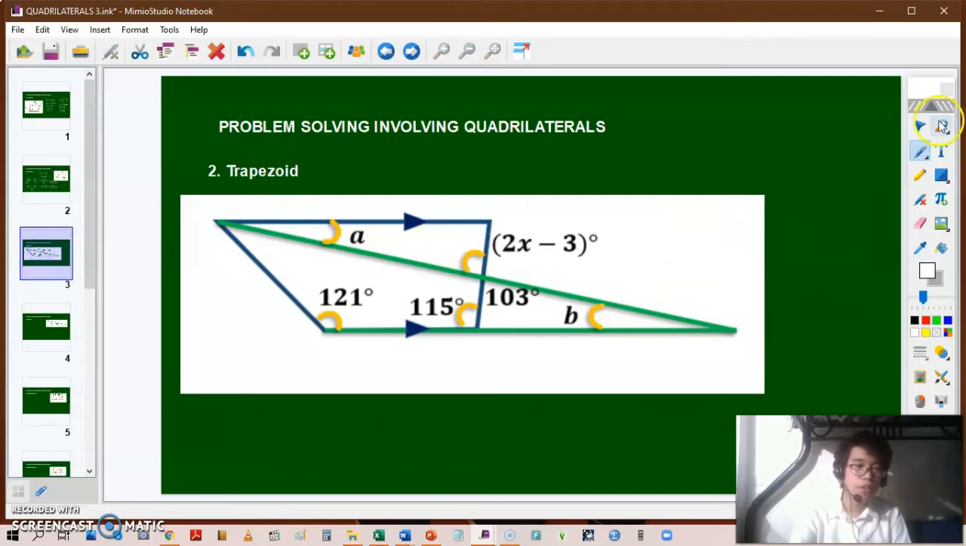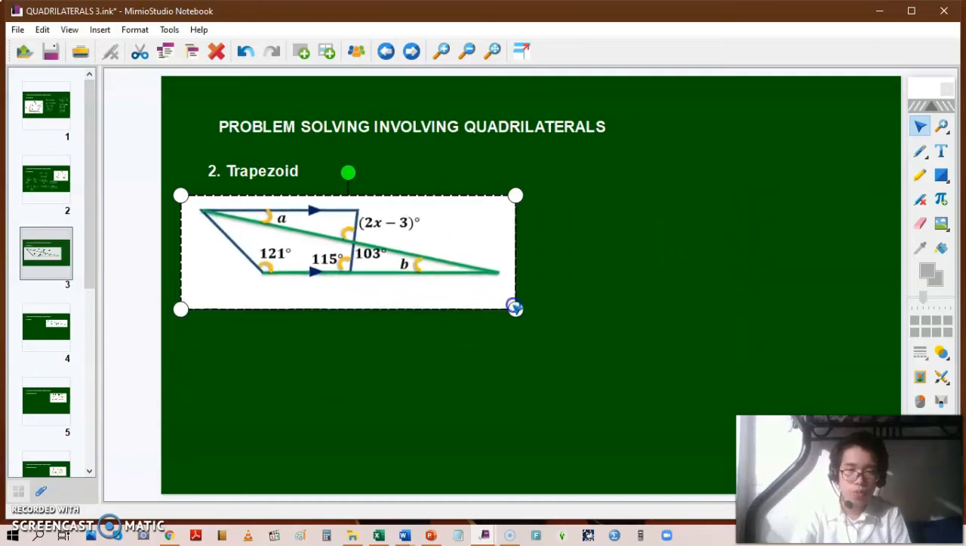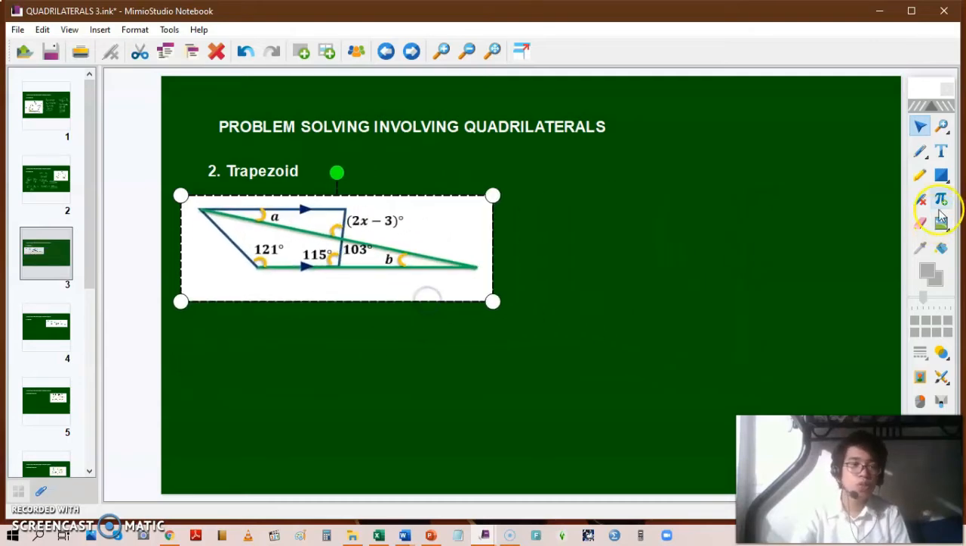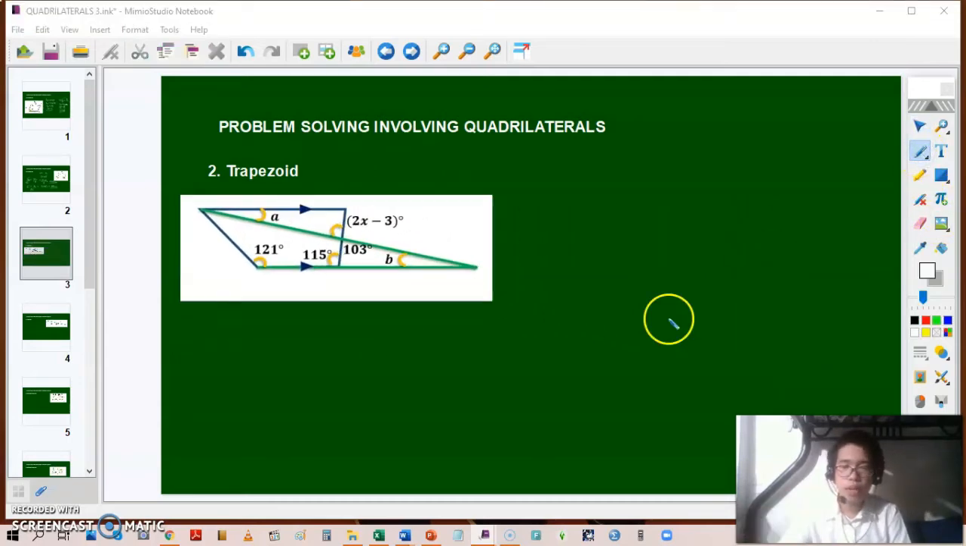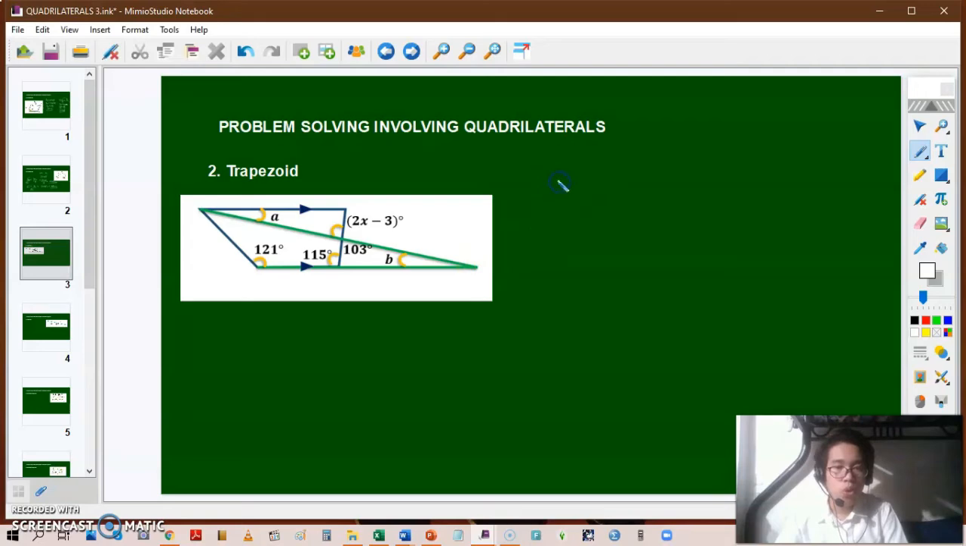We have here a very large figure, so let's try to make it a bit smaller. There you go. Let's try to solve for this problem that we have here. We want to find the measurement of angle A and angle B, and also the value of x. How do we solve for that?